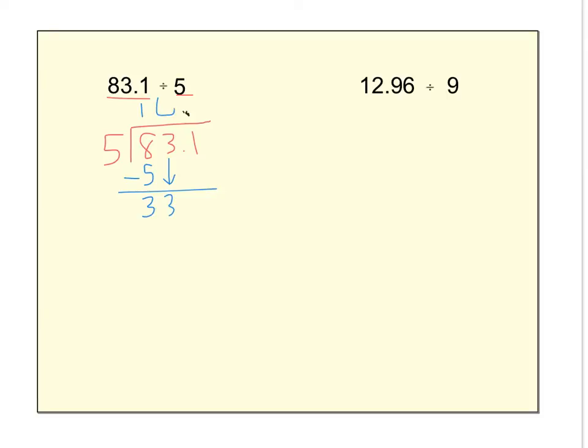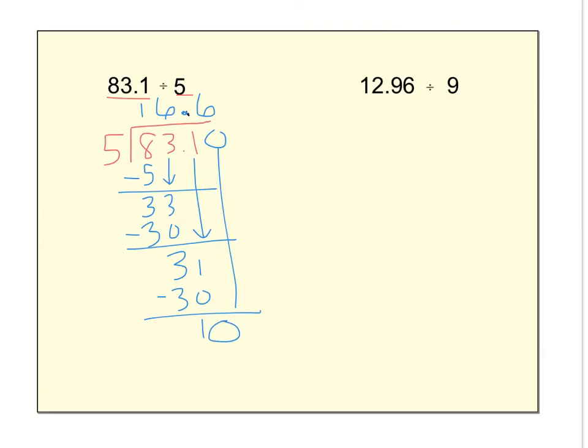That's 6 times. Notice how I'm staying in line with place value. 6 times 5 is 30. And I subtract the remainders. Bring down my 1. How many times does 5 go into 31? Notice we're on the right of the decimal now. That's 6 times. 6 times 5 is 30. Subtract. Bring down the 1. Fill in with a 0 and bring that down. How many times does 5 go into 10? That's 2 times. And then we have a remainder of 0. So that is my official answer.